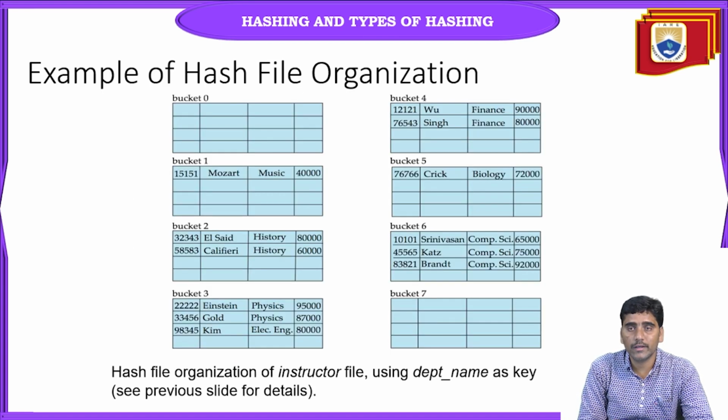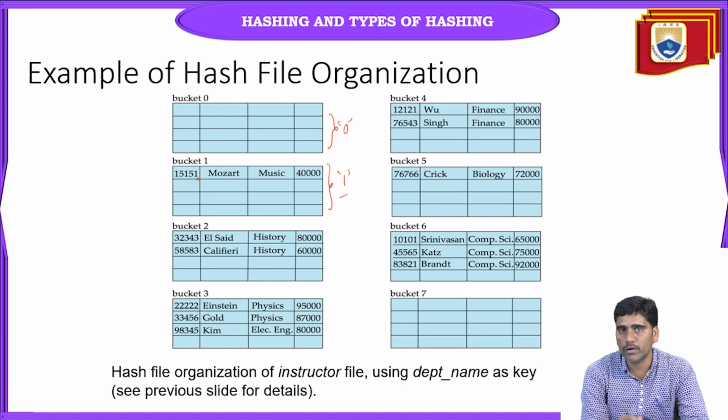So here the example indicates hash file organization. Buckets store all the values. Bucket 0 doesn't have any values. But bucket 1 has one value, which is 15151. Bucket 2 has two values. Bucket 3 has three values. Bucket 4 has two values. Bucket 5 has one value. Bucket 6 has three values.